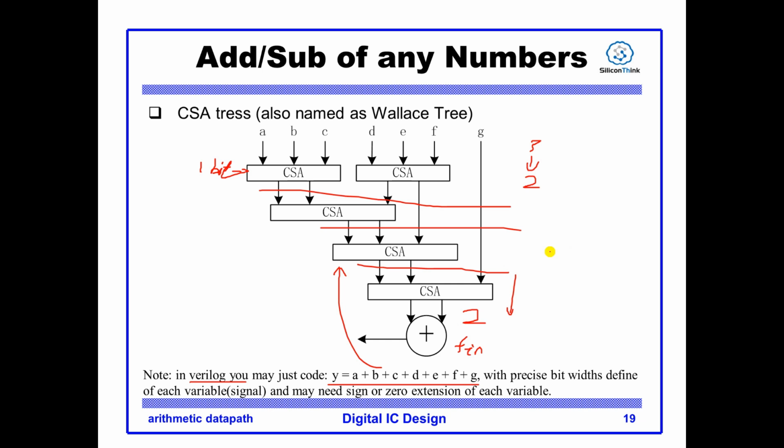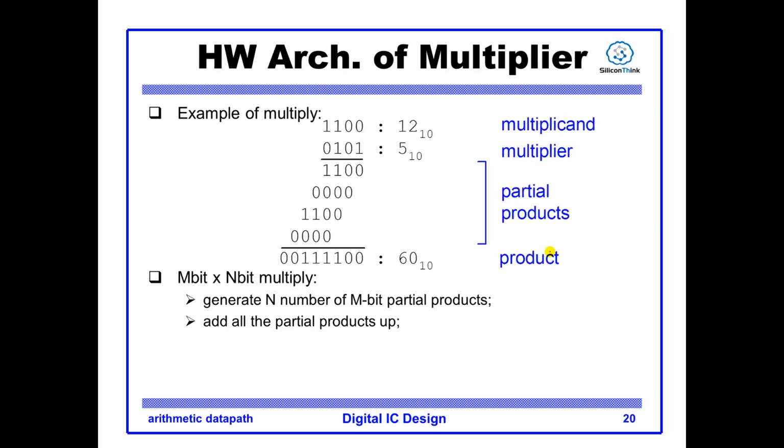Based on this knowledge, we can go on with the architecture of the multiplier. For the multiplier, let's take a 4-bit example. Both inputs are 4 bits. The first we call the multiplicand. The second is the multiplier.